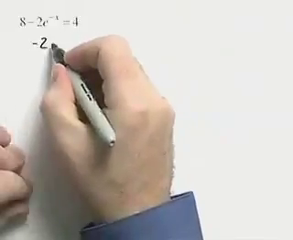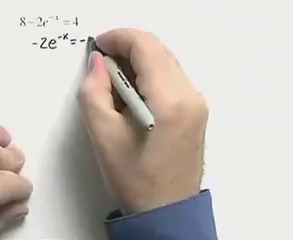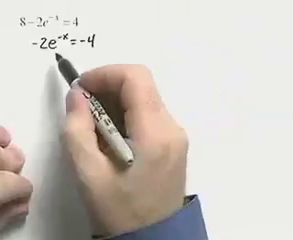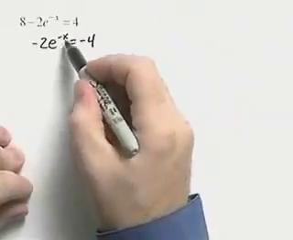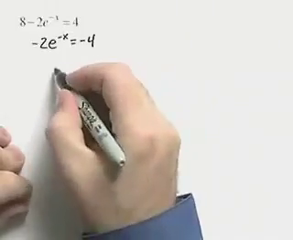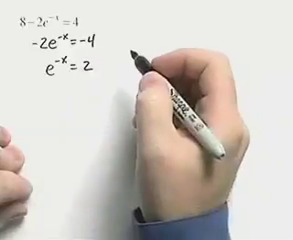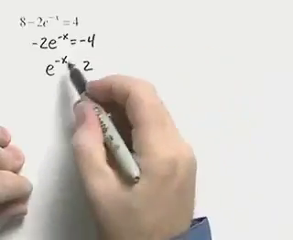So we'll have negative 2 e to the negative x, and here we'll have 4 minus 8, which is negative 4. Next, we want to just get this exponential part by itself, so we need to divide both sides by negative 2. To do that, we'll have e to the negative x equals a positive 2. Now we have this exponential form.